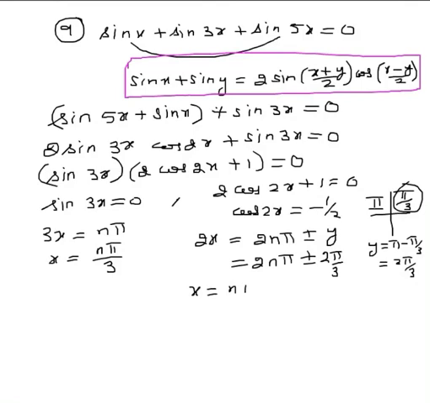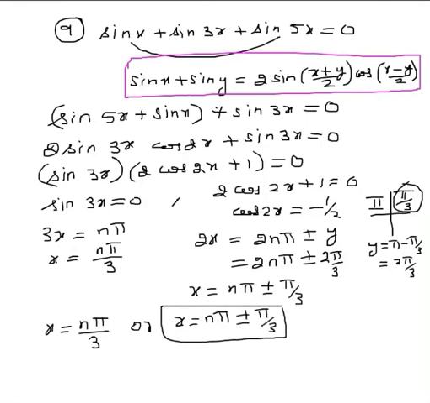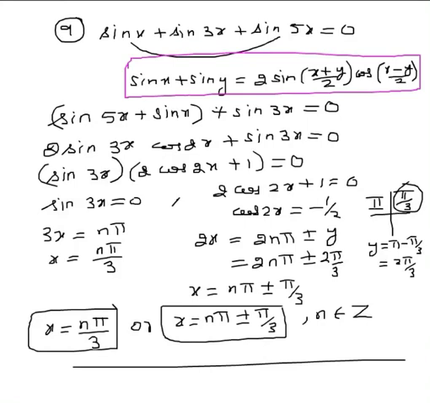Therefore, x will be n pi plus or minus pi by 3. Let us write the general solution. So, x can take the value n pi by 3 or it can take values n pi plus or minus pi by 3, where n belongs to Z.